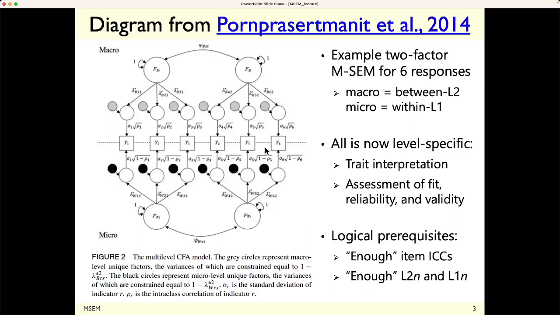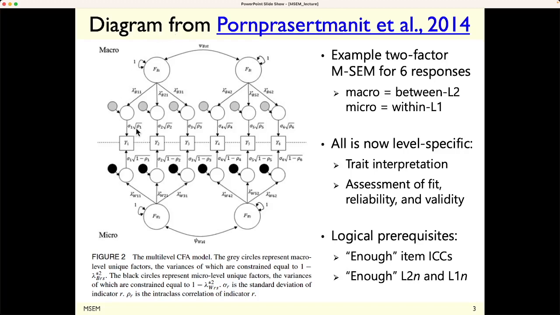There are 6 items in this example, 3 for each factor, as represented by the middle row of boxes, and each box has been partitioned into a random intercept circle here that has some variability left over, and a level 1 residual circle here that has some variability left over. So this is a multi-level CFA model where they're pretending the item responses are continuous and normally distributed.